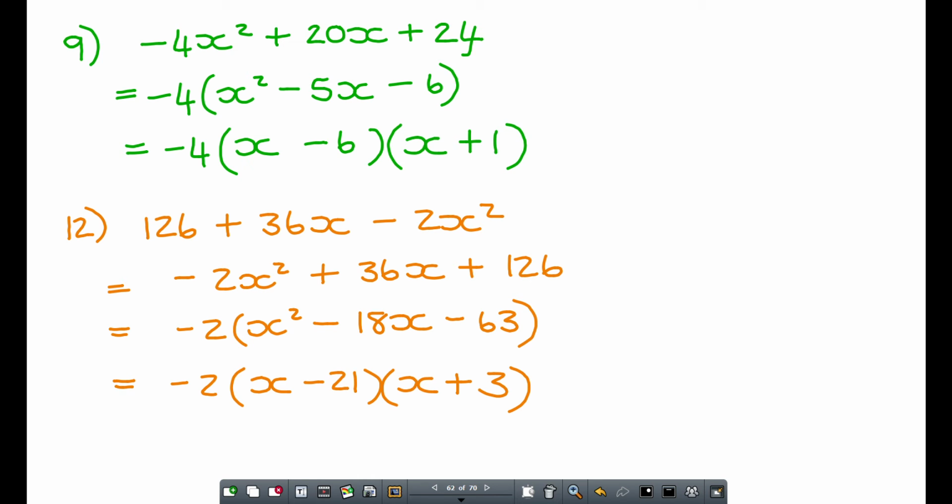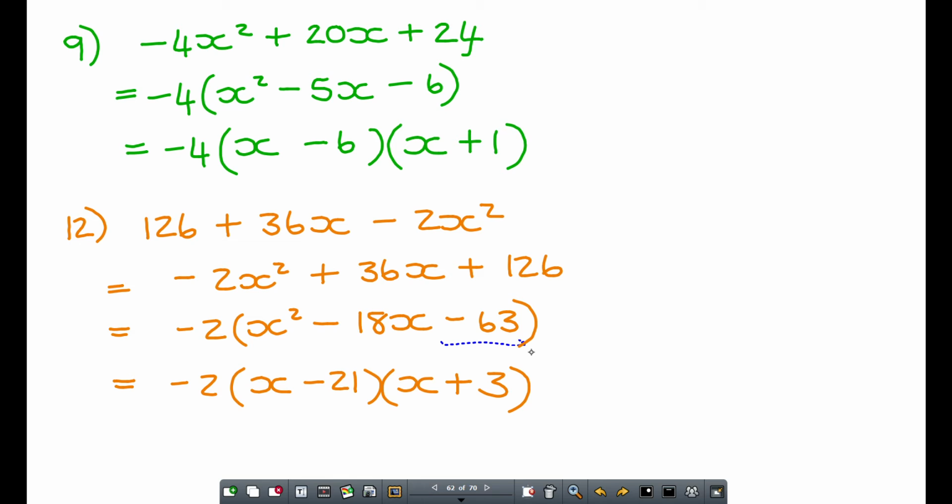Alright, so what we did is we shuffled everything around, and then I have to get rid of this coefficient of -2. So I'm going to take out a common factor of -2. Remember, because we're taking out a negative, all my signs are going to change. So that negative 2x to the power of 2, if I take out -2, becomes positive x squared. Then the positive 36x becomes minus 18x. And the positive 126 divided by -2 is going to give me minus 63.